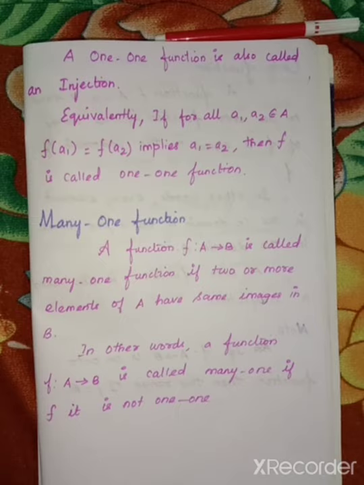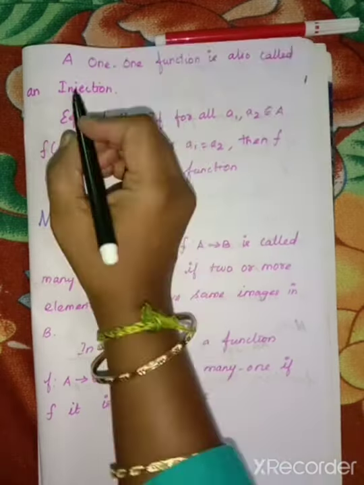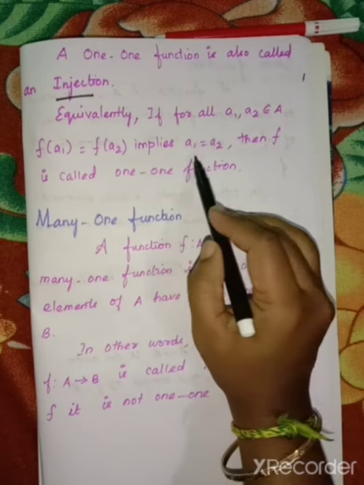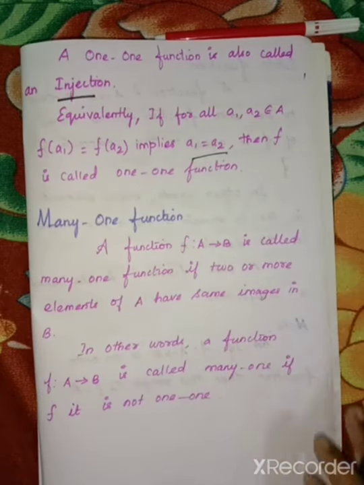A one-to-one function is also called an injection, that is injection. So here we have a use name, one-to-one function or injection. Suppose that definition is too difficult, then you have to use the symbols also, and for that equivalently, if for all a1, a2 belongs to A, f of a1 equal to f of a2 implies a1 equal to a2, then f is called a one-to-one function.